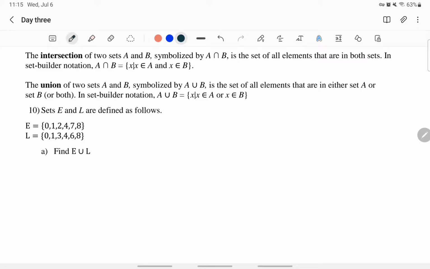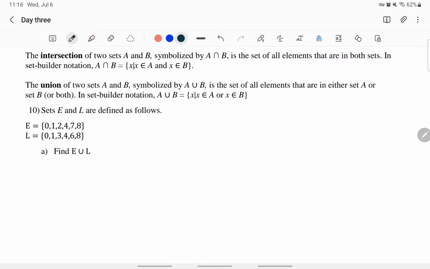The union of two sets A and B is symbolized by A union B, and that is the set of all elements that are in either set A or set B or both. In set builder notation, we can say an element such that that element is a part of set A or that element is a part of set B or both. Basically, union means to take both sets and combine them together to form one overall set.